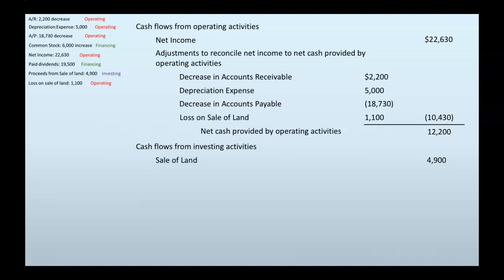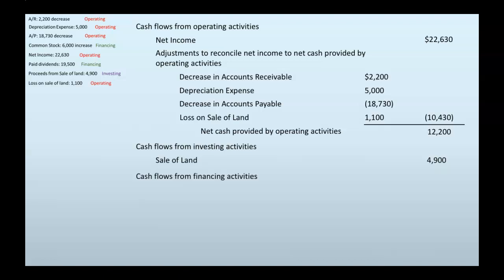Now, if we had multiple investing activities, we would have to add and subtract these numbers and find our net cash provided or used by investing activities. But we only have one. So we don't need to calculate that number. We can just leave it there with our one investing activity.